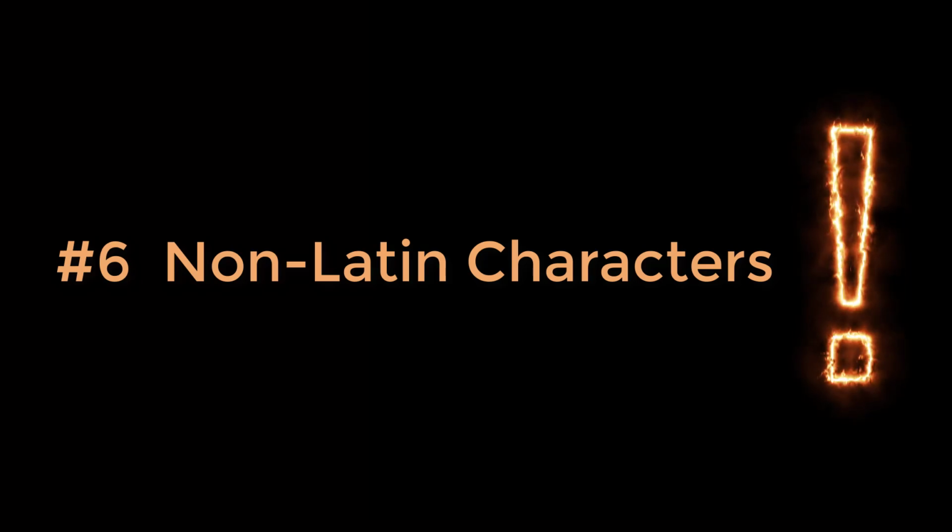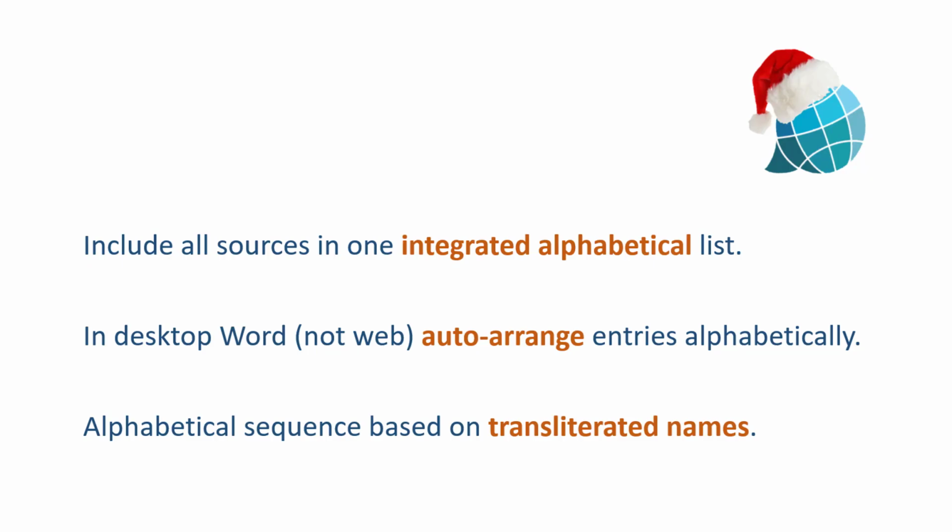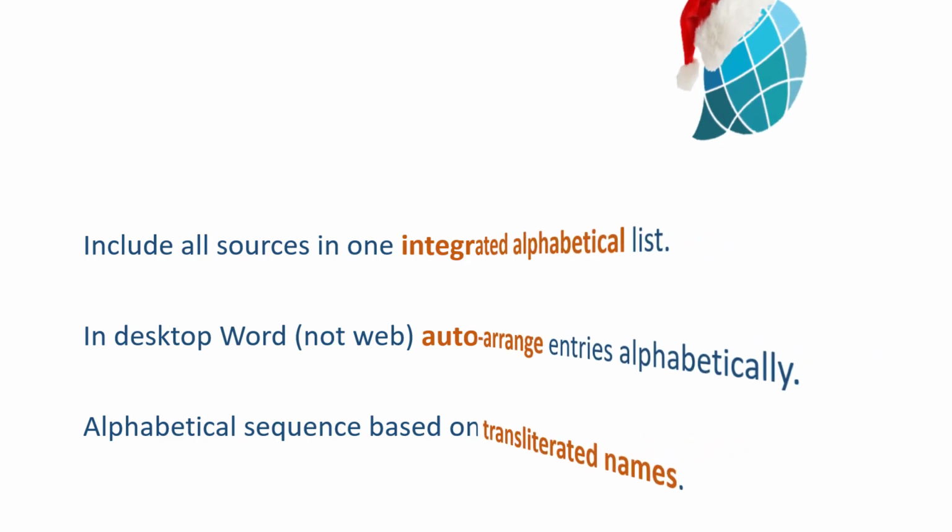And then the last issue, non-Latin characters. The way we work is that we have one single integrated alphabetical list. We ask you to also auto-arrange entries alphabetical, but mind you, it only works on the desktop Word version, not in the 365 web version.